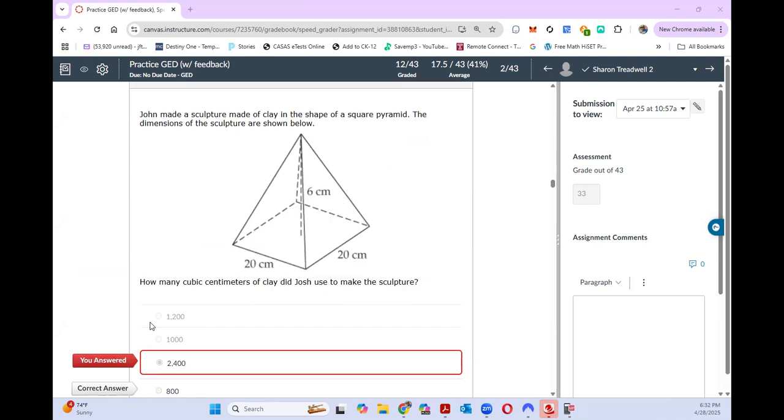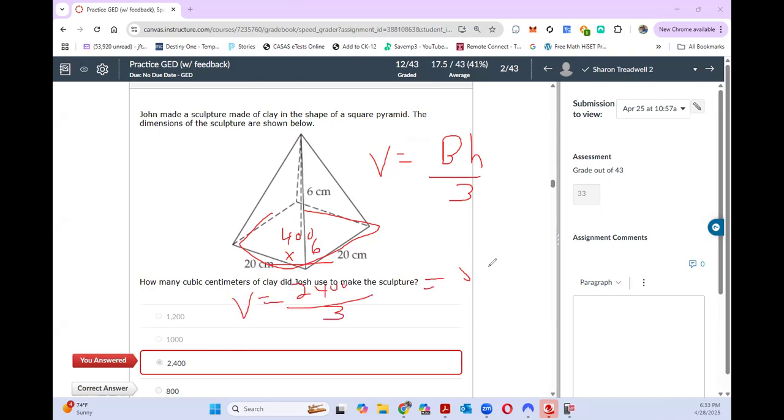I half did it. Right, because remember, volume equals one third. You've got to divide by 3. So the area of the base, 20 times 20 is 400. 400 times the height is 2400. That's what you put, but you forgot to divide by 3, which gives you 800.